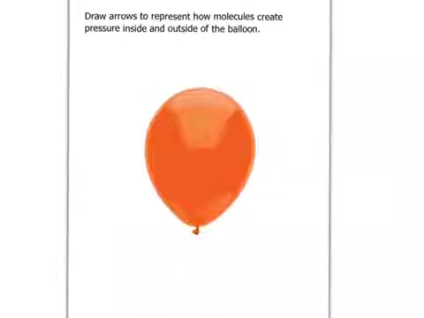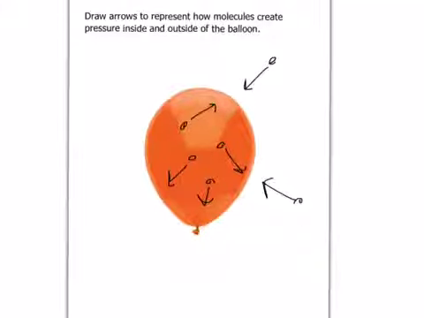Alright, so this problem here says that we are going to draw arrows to represent how molecules create pressure inside and outside of the balloon, okay? So this one's pretty simple, right? So we've got molecules that are inside, and they're going to move around, and they're going to push out on the balloon, right? And then here we've got molecules on the outside, and they're pushing on the outside of the balloon, creating that pressure there.